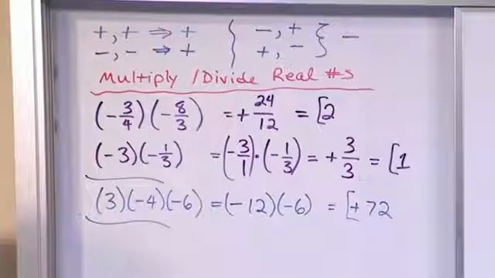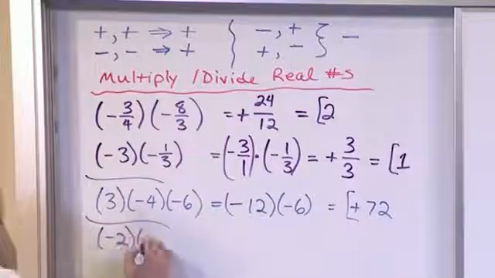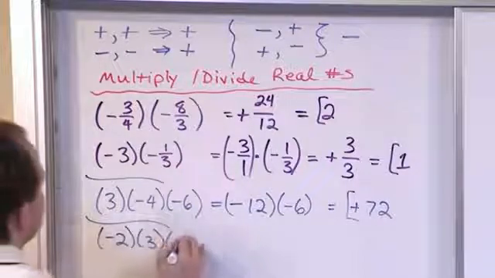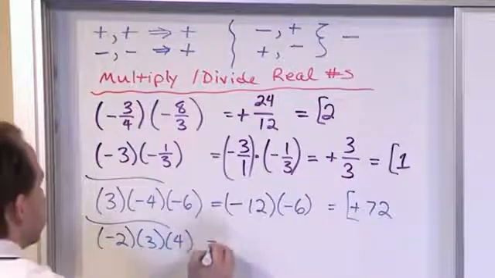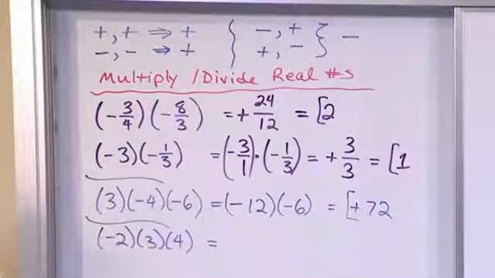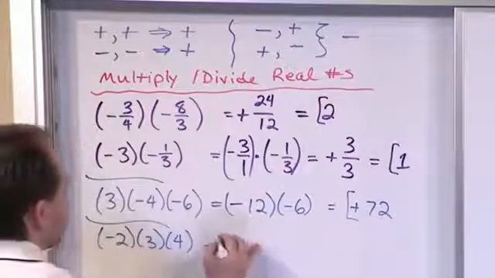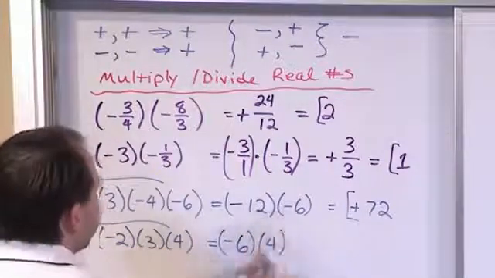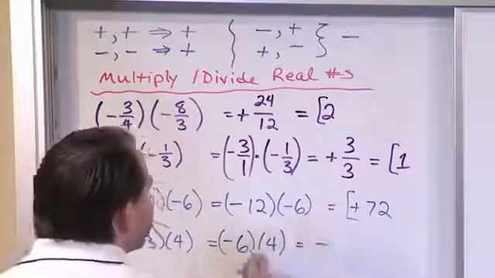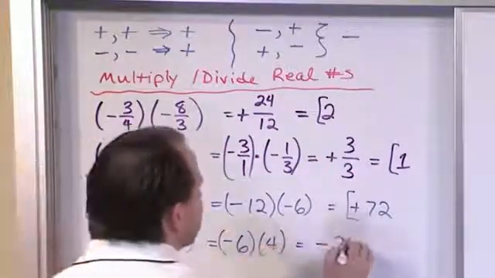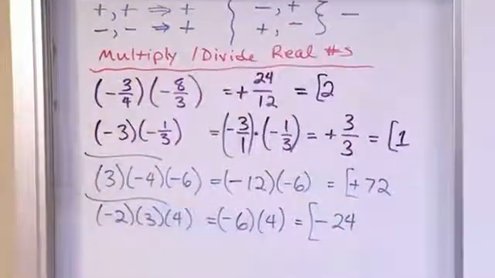Okay, now let's say we have something like negative 2 times 3 times 4. So again, we work left to right, so we're going to do this guy first. Negative 2 times 3. 2 times 3 is 6. The signs are different, so we have a negative sign. And we're multiplying by positive 4. Again, the signs are different here, so we have a negative sign. 6 times 4 is 24. The signs are different, so we have a negative sign for the answer.